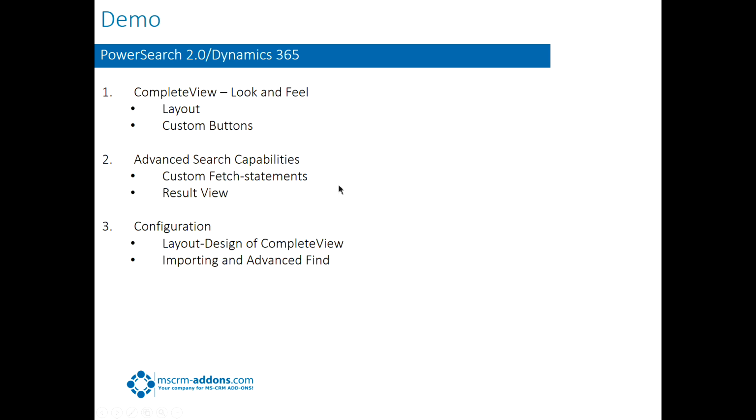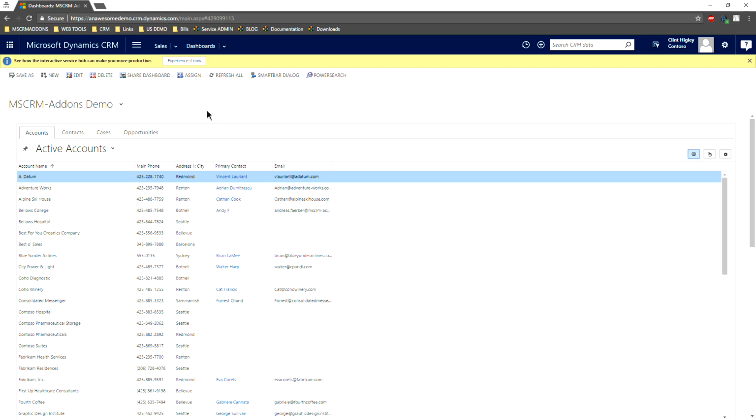Then we're going to go a little bit into the configuration, where we're going to show you the layout design of the complete view, and basically do importing. We're going to be importing an advanced find, so we're going to import that and show you just how easy it is to do. So I want to go ahead and flip over to the demo system now. Just bear with me a minute.